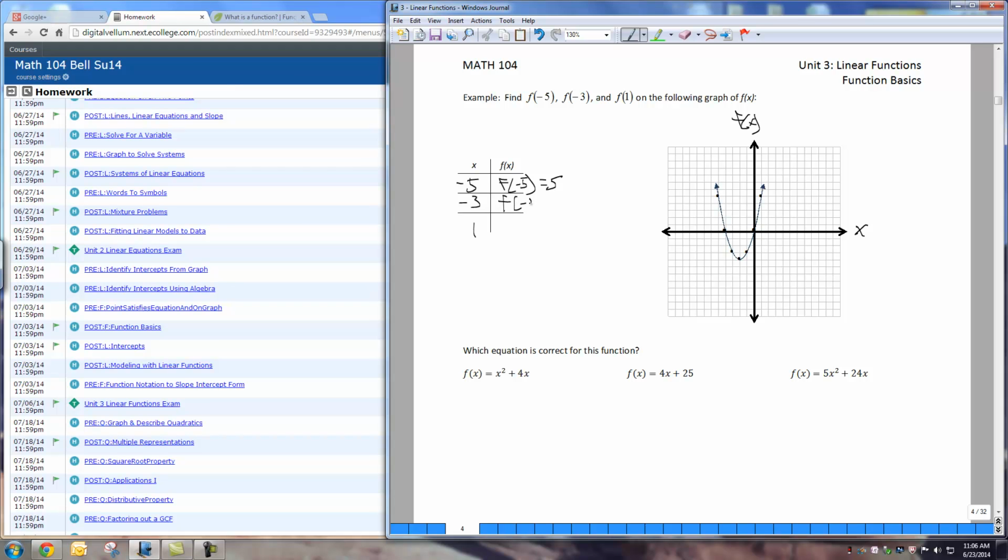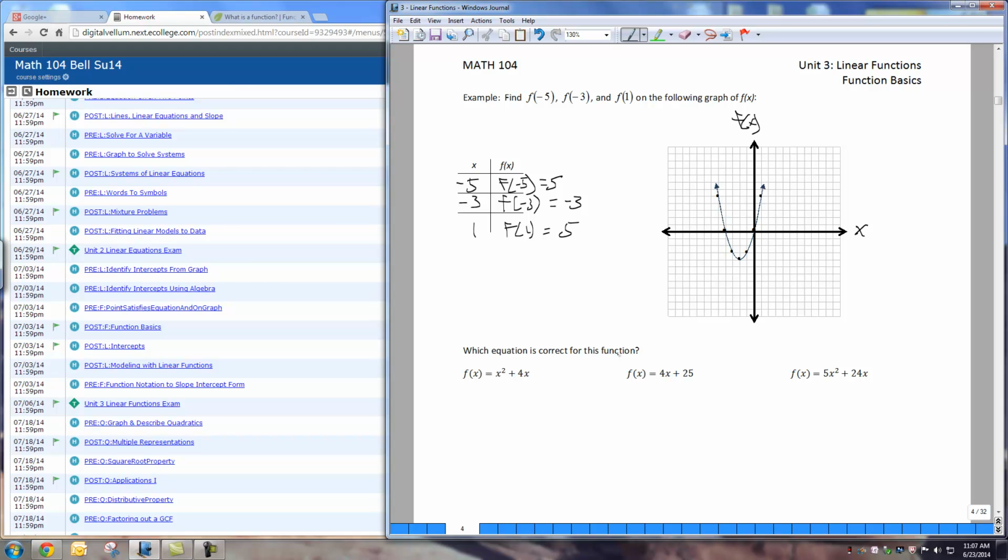Now let's try negative 3 and 1. So f of negative 3, f of 1. Let's count back. 1, 2, 3. So we count down 1, 2, 3. So this is negative 3. So when x is negative 3, f of x is negative 3. And then let's try 1, 1, 2, 3, 4, 5.